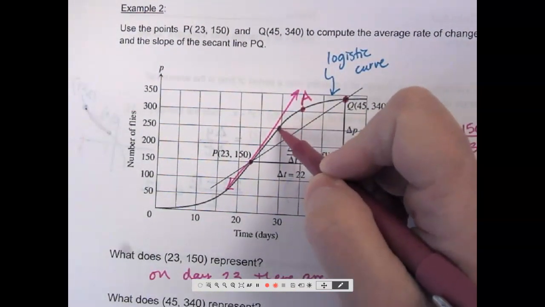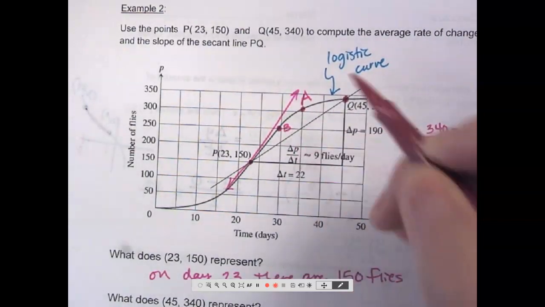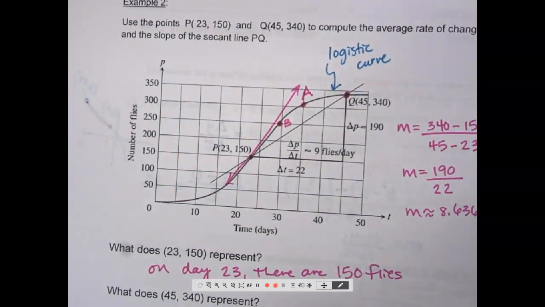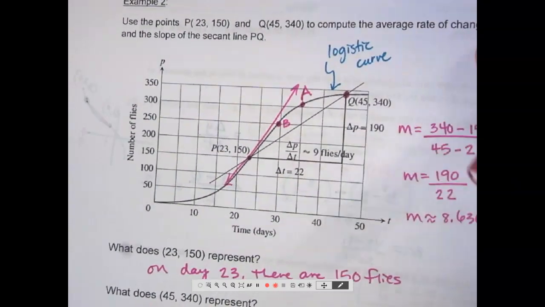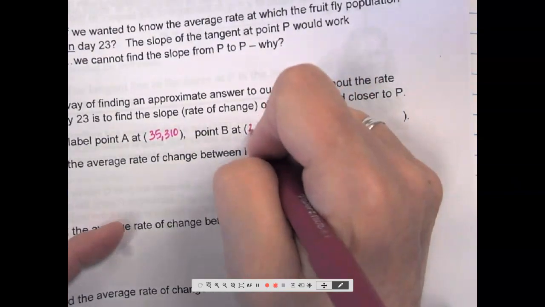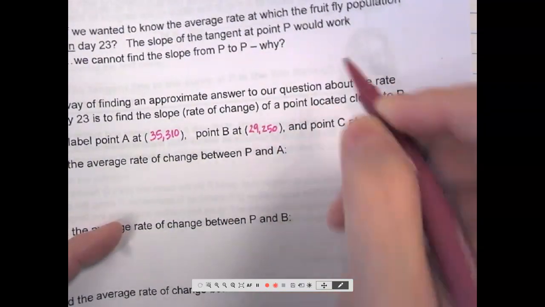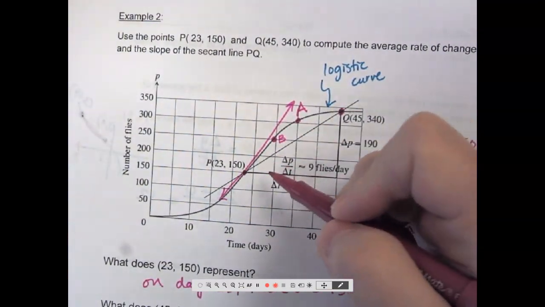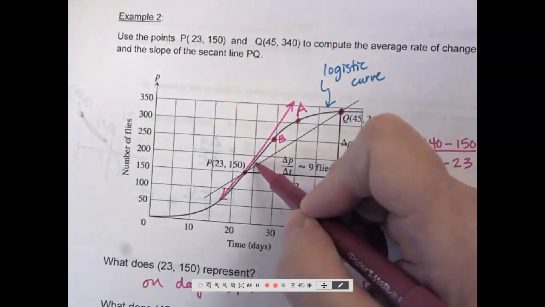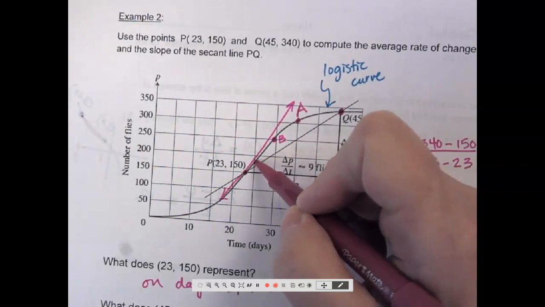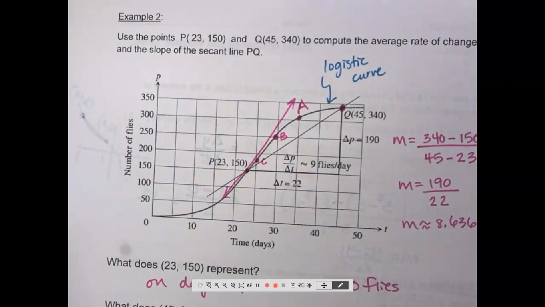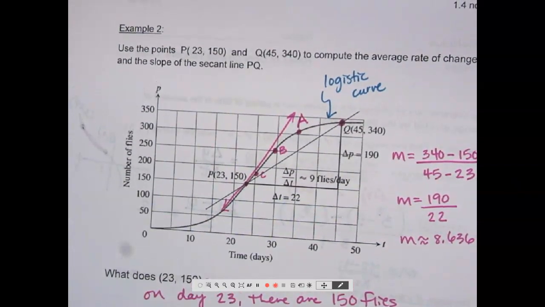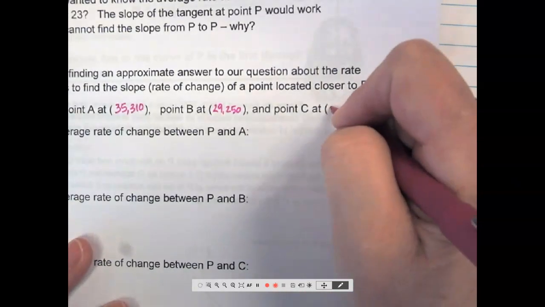Okay, let's find a point B that's a little bit closer. Let's do this point right here. I'm going to call that B. What do we want to call that? Like 29, 250? Is that good enough? And then let's pick a point C that's even closer. Ooh, what if I go really close, like right here? Let's call that 25. What do you think? 25, 180. Okay, I'll take that.